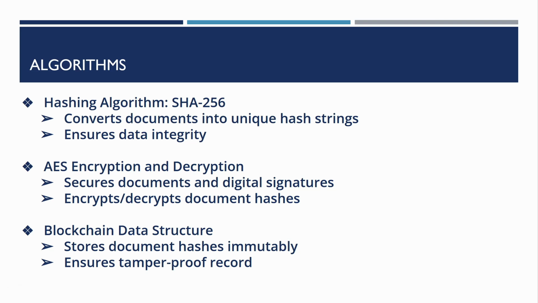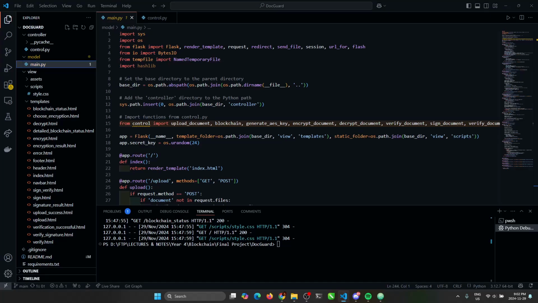For the blockchain data structure, we're maintaining a hashed structure so that we can ensure a tamper-proof record of the documents, and the hashes are stored immutably on the blockchain. And we will show in the code that we have functionalities implemented to confirm that the blockchain is valid and hasn't been tampered with. So let's quickly jump into the code, and I will quickly talk about our algorithms and the structures we have used in this code.